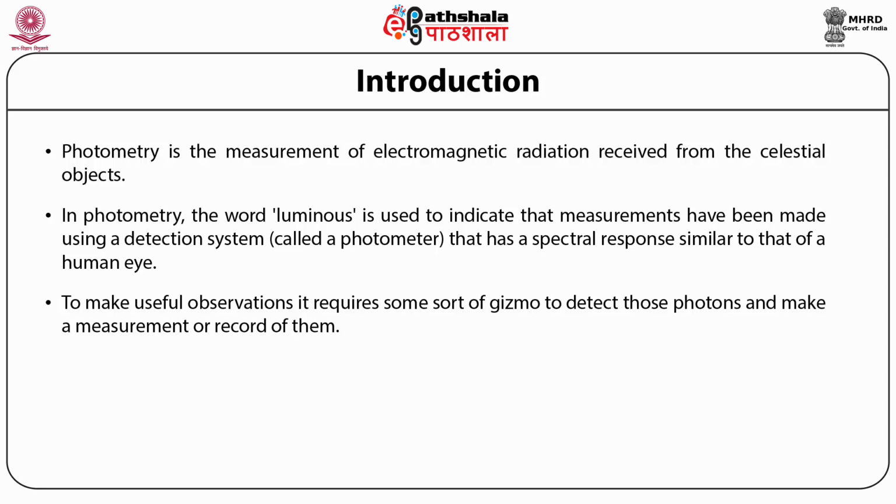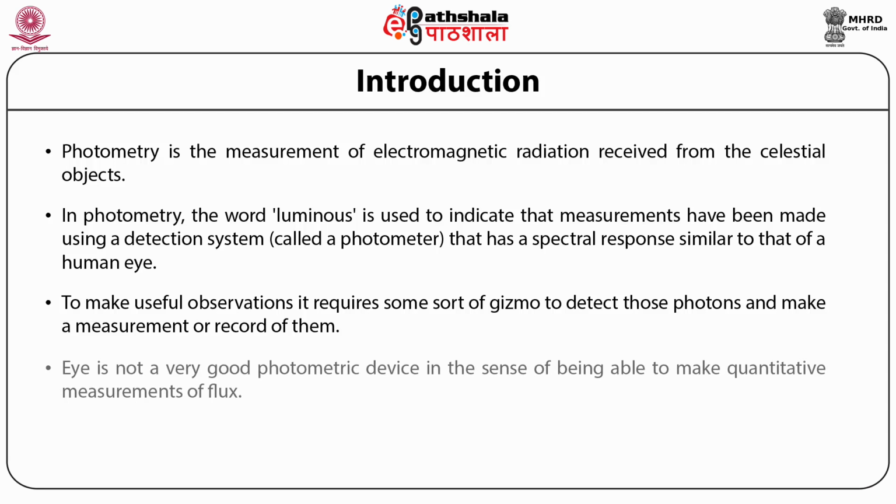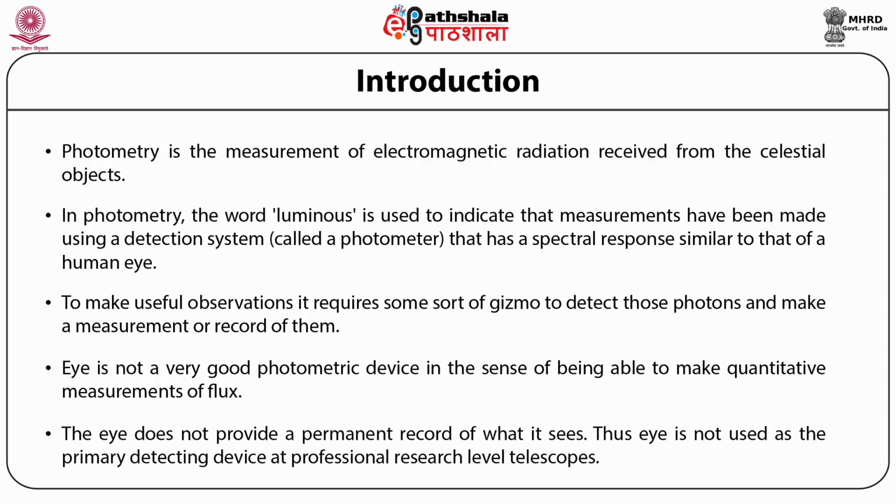The natural detector of visible photons is the retina of the human eye. However, the eye is not a very good photometric device in the sense of being able to make quantitative measurements of flux. Also, the eye is not an integrating device, that is, the signal doesn't build up with time. The eye does not provide a permanent record of what it sees. Thus, the eye is not used as the primary detecting device at professional research level telescopes. Thus, there was a need for a technological advance in astronomical detectors.